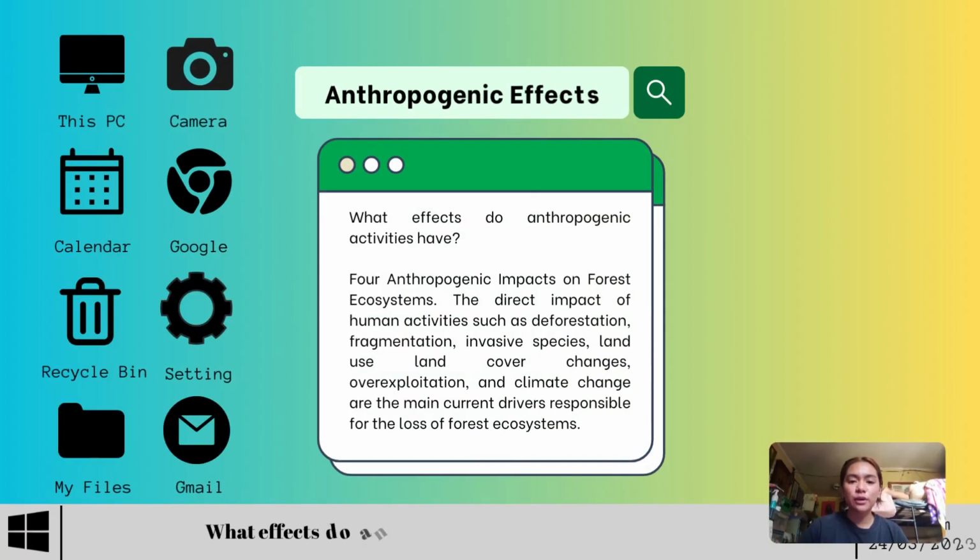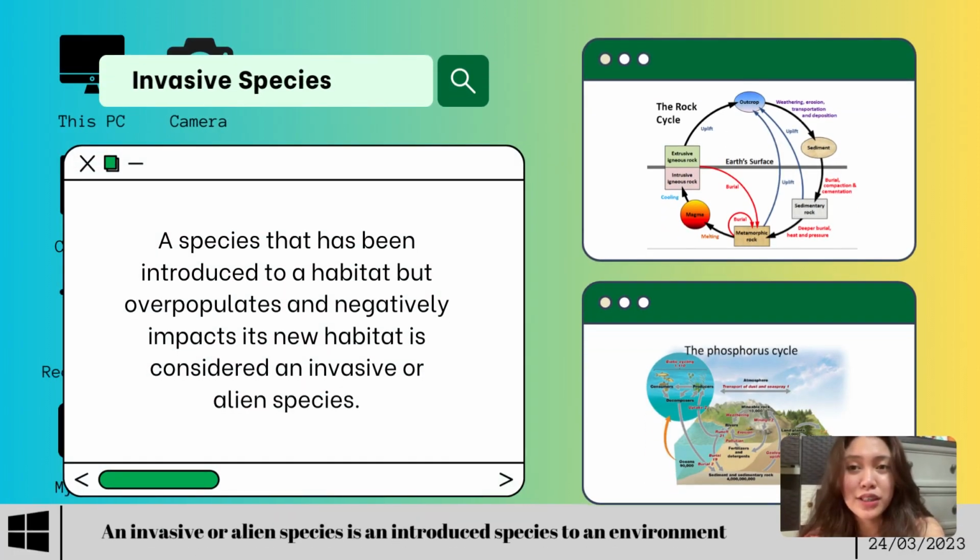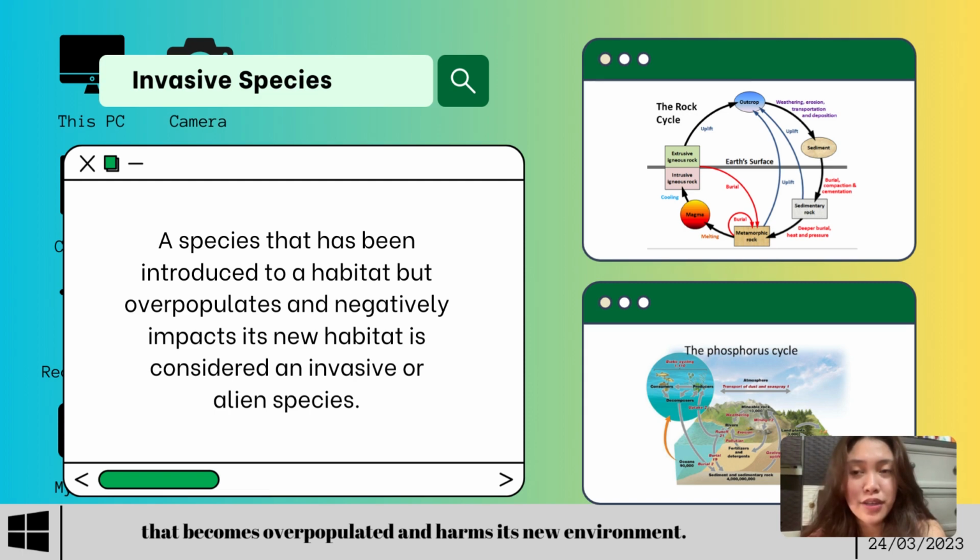What effects do anthropogenic activities have? For anthropogenic impacts of forest ecosystems, the direct impact of human activities such as deforestation, fragmentation, invasive species, land use cover changes, overexploitation, and climate change are the main current drivers responsible for the loss of forest ecosystems. An invasive or alien species is an introduced species to an environment that becomes overpopulated and harms its new environment.